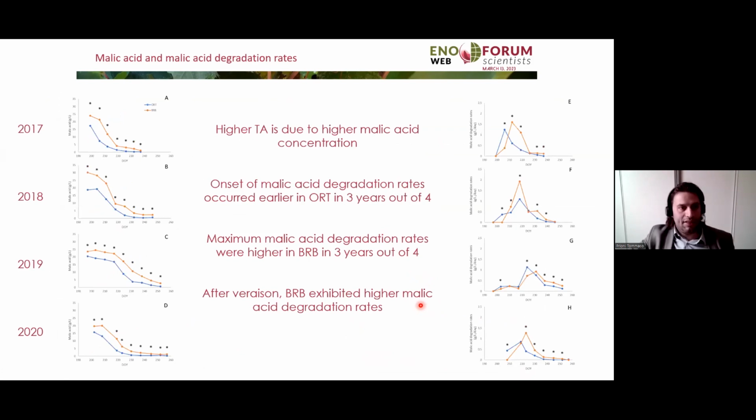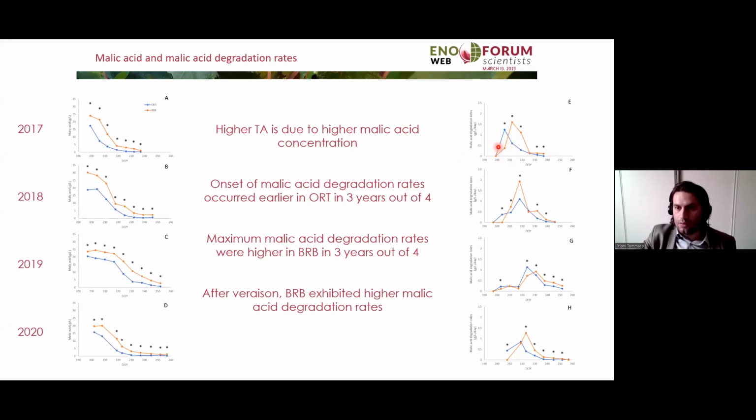This higher acidity was mainly due to malic acid concentration. Malic acid was higher in Barbesino with a very similar pattern as compared to titratable acidity. When we analyzed malic acid degradation rates, we were expecting a little bit the opposite.